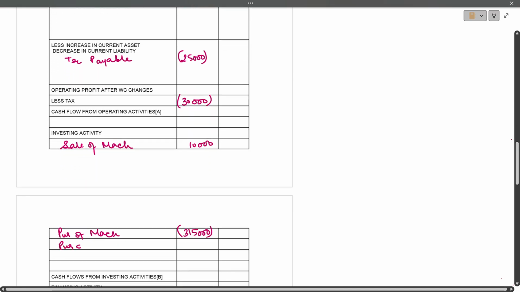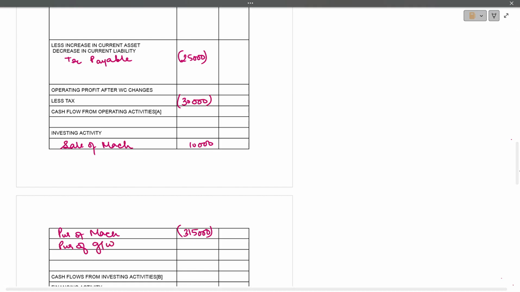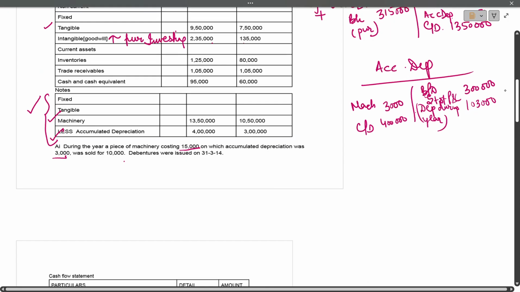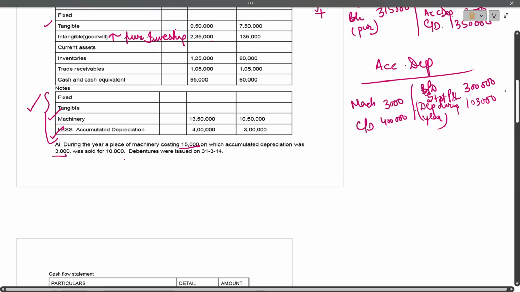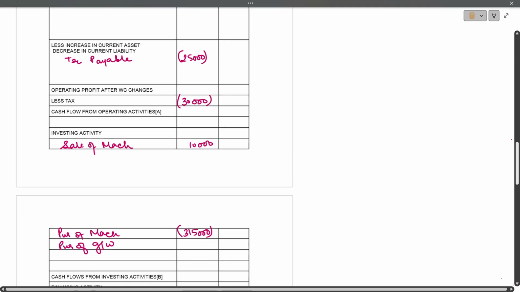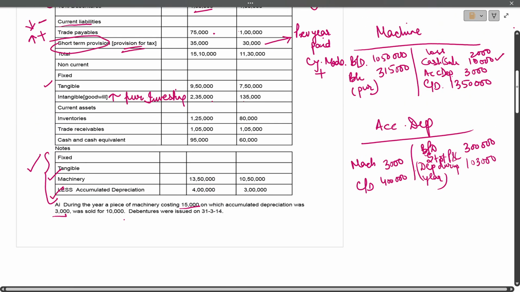Purchase of goodwill. What was the amount? Let's have a look again. Amount of goodwill was 135 becomes 235, so 1 lakh. And when we purchase it, obviously it is an outflow, it will come in bracket. Let's look at the next thing which we have in the question.